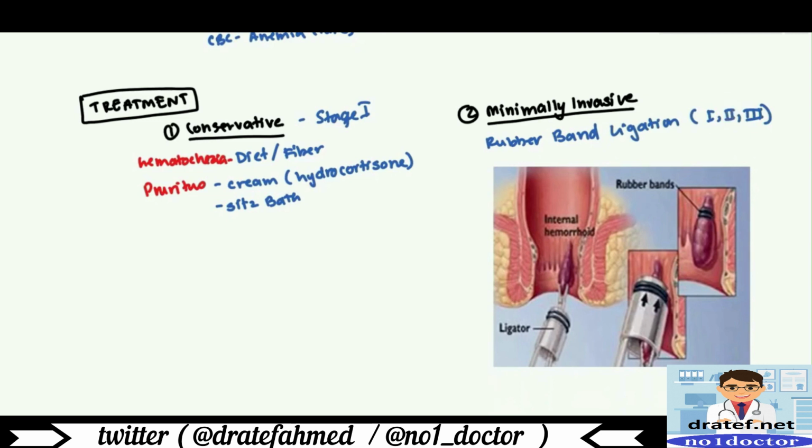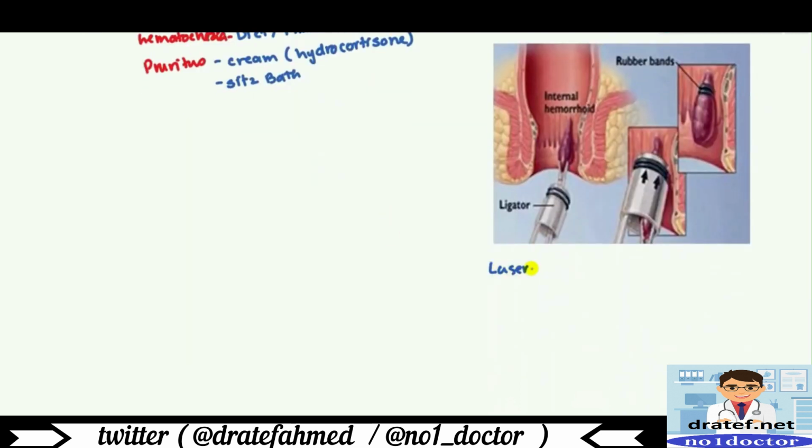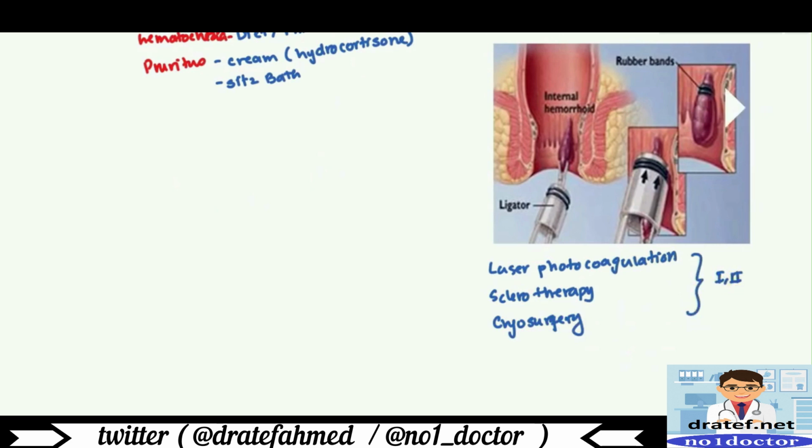However, there are other options for whatever reasons that needs to be done. One of them is laser photocoagulation, which uses high intensity light beams. Then sclerotherapy, where they sclerose the actual hemorrhoid, and finally cryosurgery, where they make it really cold. You can use those three on stage 1 and stage 2, not stage 3 or 4.